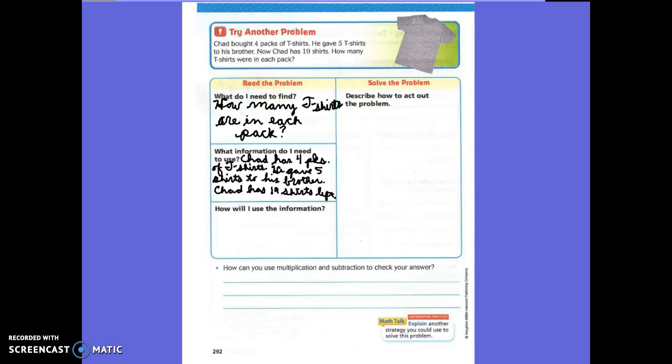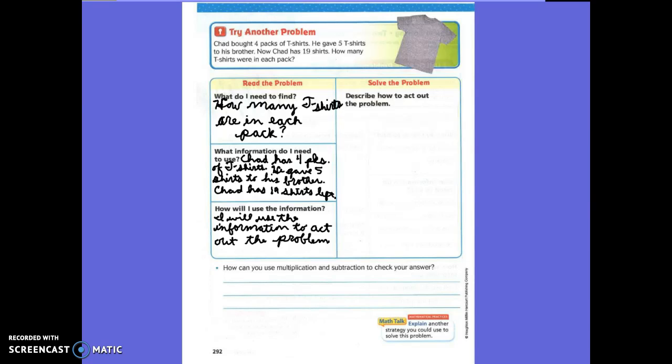Okay, how will I use the information? If you are unsure, you could look at the front page and look in the third box at what we said the last time. But what does it say? I will use the information to act out the problem.